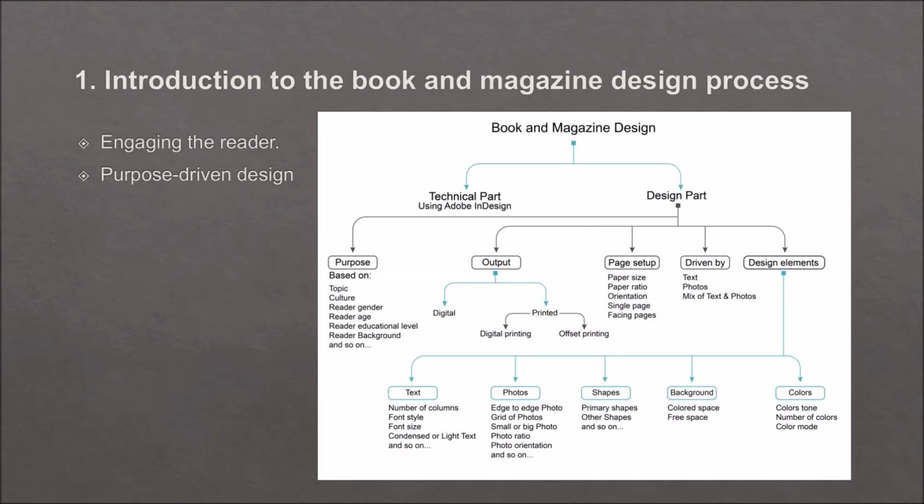The first point, the introduction to the book and magazine design process. It will cover 2 main points, engaging the reader and purpose-driven design. And as you can see in the diagram here, the design is not about only the technical part. Technical part is a part of the design, but the main important part, the main crucial part is the design part itself. You have to know the purpose from your design, which type of outputs you need, digital or printed.